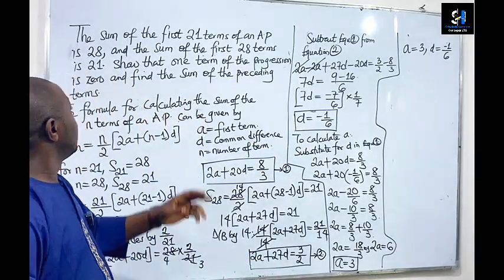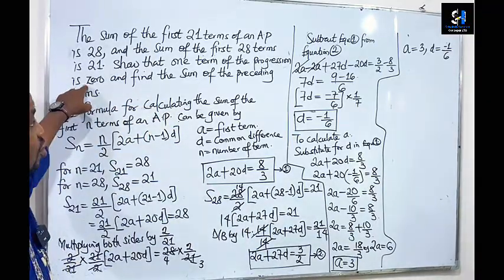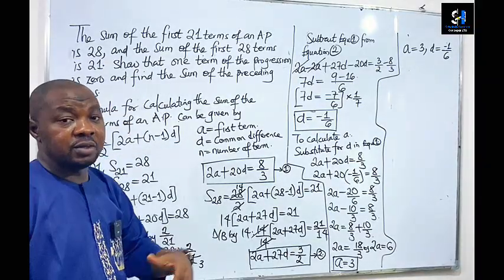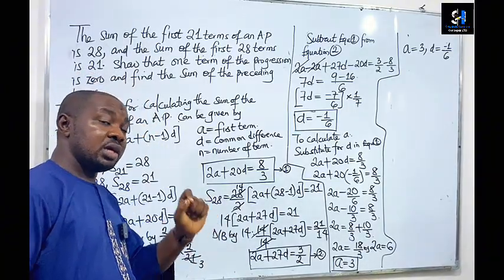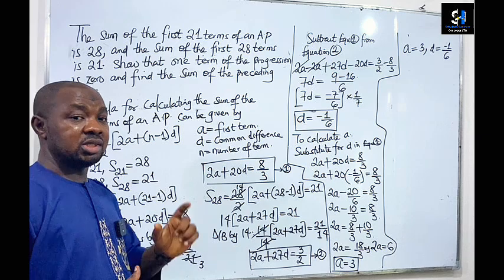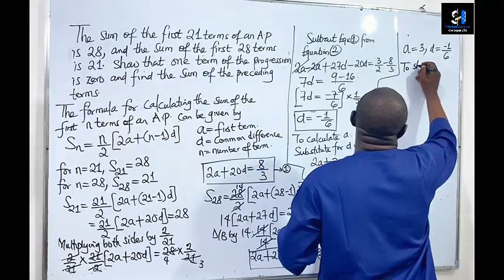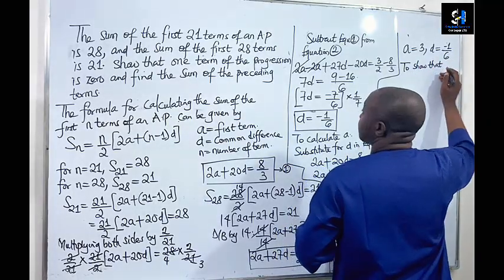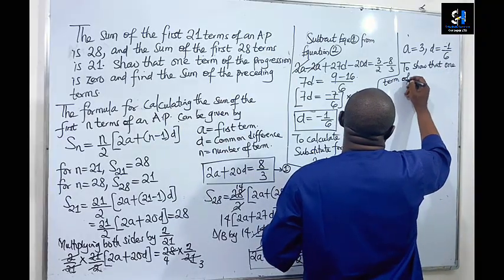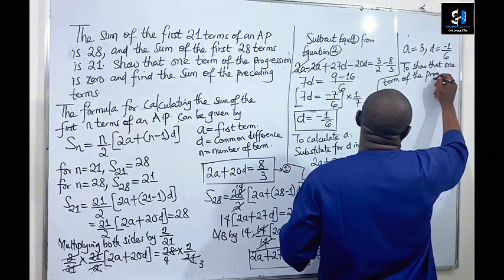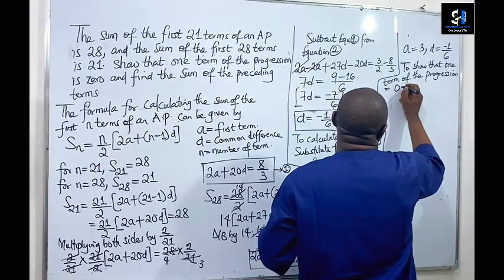Now we are asked to show that one term of the progression is 0 and to also find the sum of the preceding term. What to do in this case is, if one term of the progression equals 0, we can use the nth term. Let me write this first: to show that one term of the progression is equal to 0.